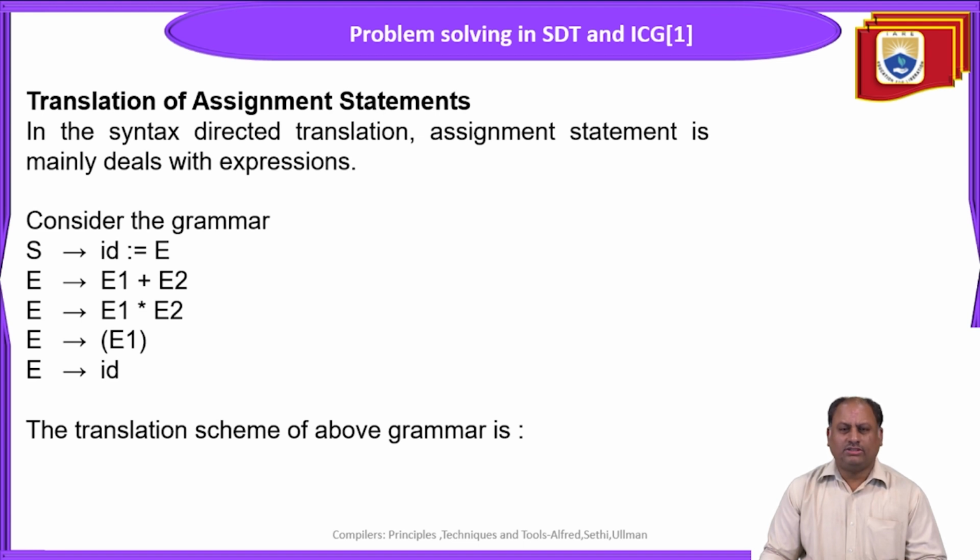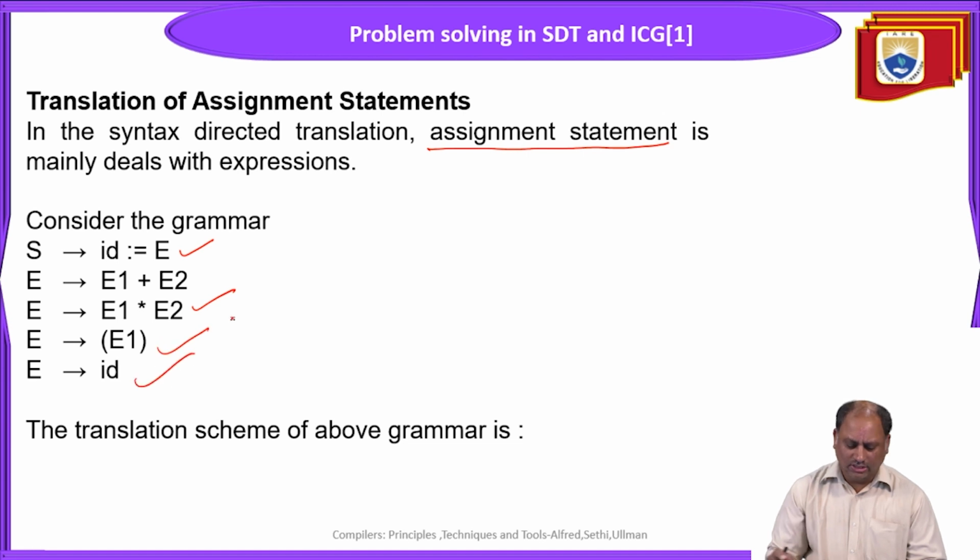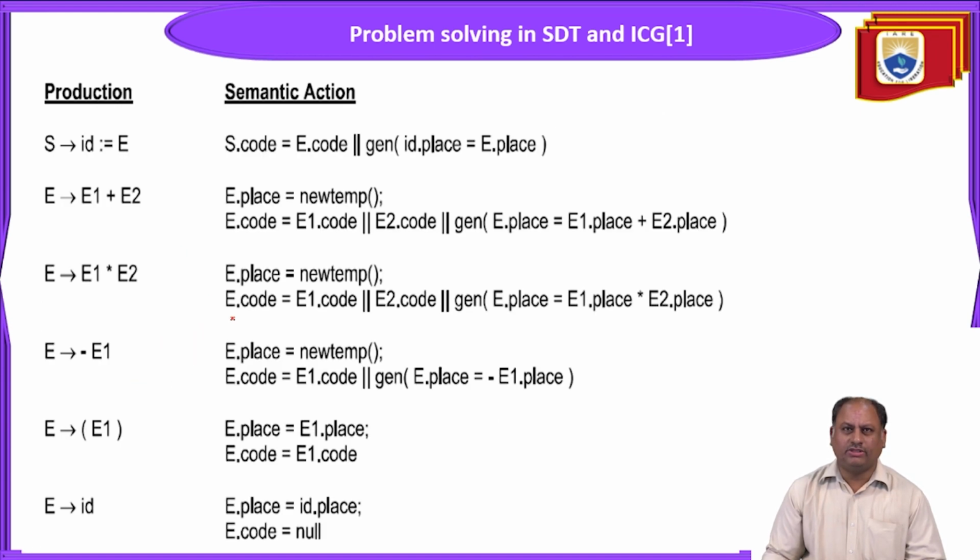And what is the syntax directed translation for assignment statement? Assignment statements are of the form ID equal to E, where E can be E1 plus E2, E1 star E2, and so on. Like this, the translations can be done with the help of semantic action rules.